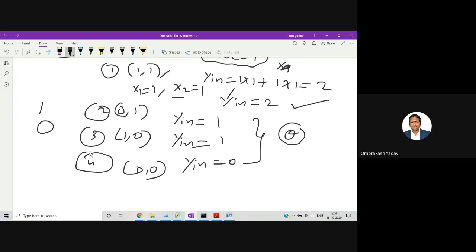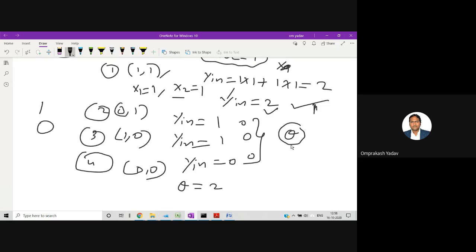So if I select theta as 2, let's say, I'm saying that if y in is greater than or equal to 2, then you must produce the output as 1. If y in is less than 2, then the output should be 0. Then if we check here, y is 2, so for this one I will get the output as 1. Here y is 1, which is less than 2, output 0. Here y is 1, so it is less than 2, output 0. This one's output is also 0.